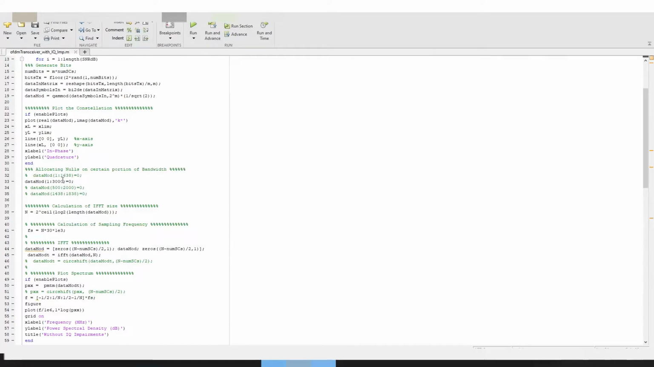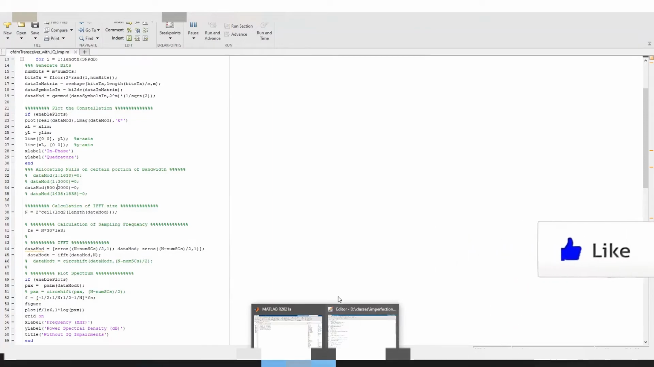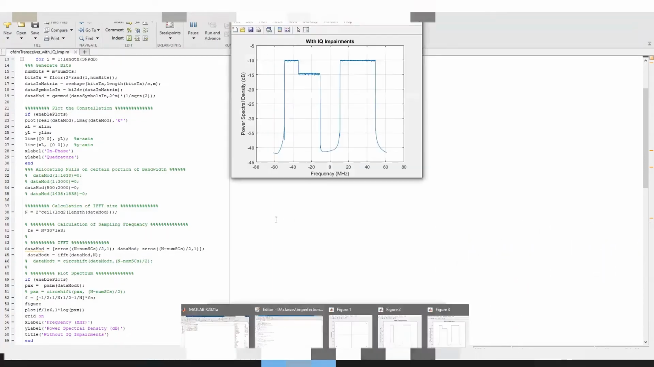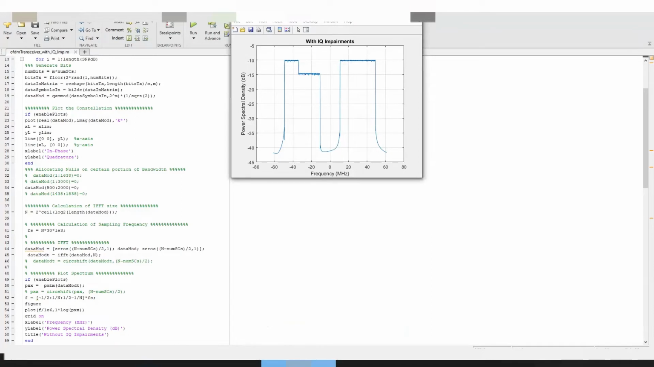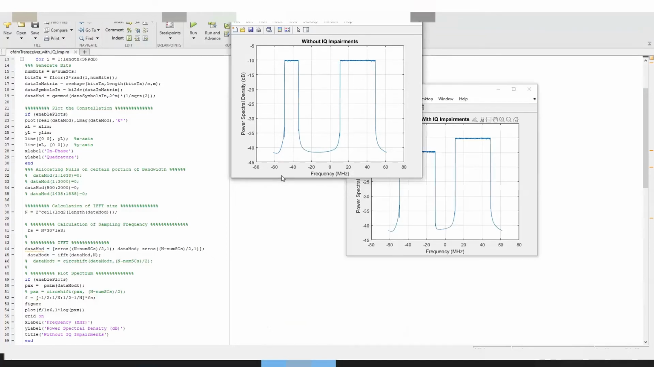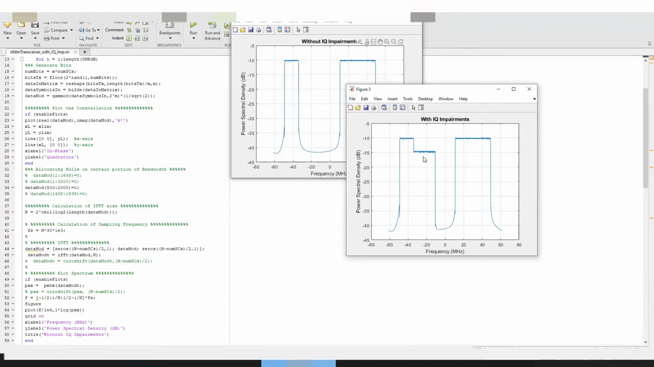So let's again do that case. Fine. Yeah, so in this case, the allocation is only in this. So the mirror image will come somewhere here. So this is how it will look.